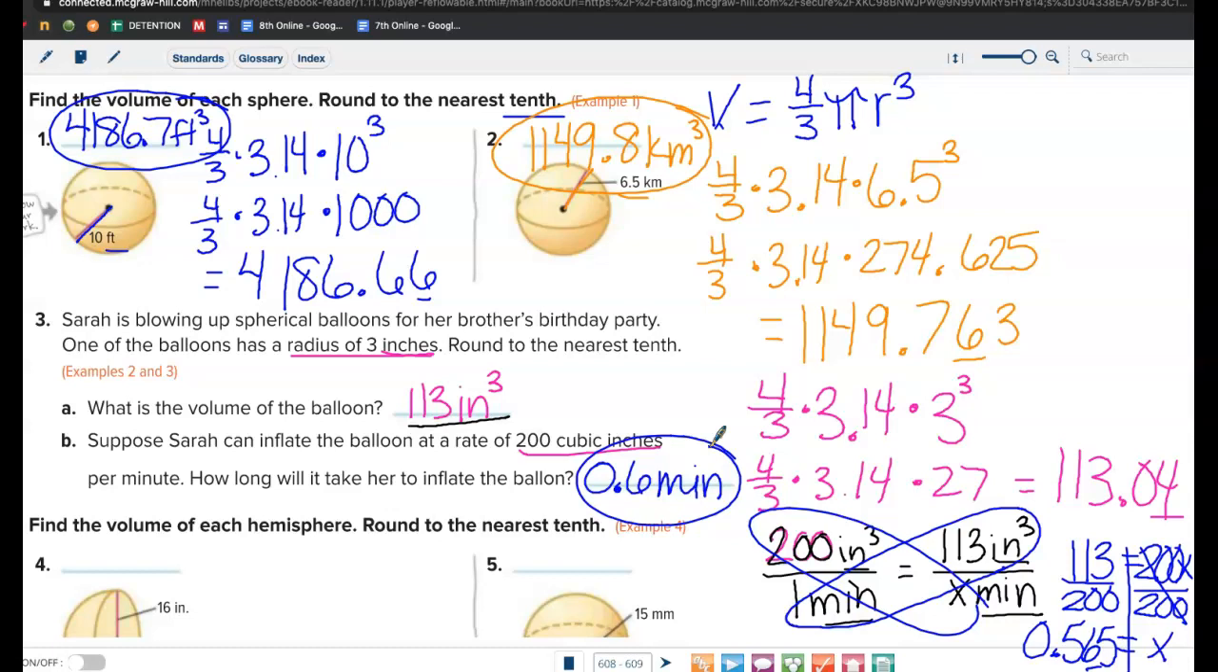So again, that one was a little harder because you had to set up rates, but after you get your proportions set up equal to each other, you should be good to go with the butterfly method.